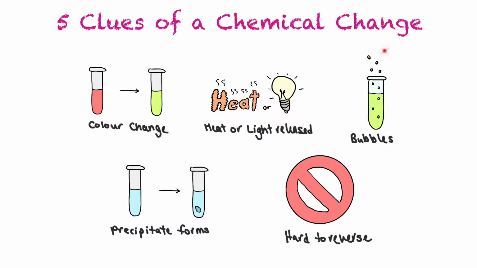If you mix something together and you get bubbles produced, like when you mix vinegar and baking soda, that's a clue of a chemical change. Another one has a little bit bigger word. If you had a test tube with some liquid and then a solid formed inside the liquid, that solid's called a precipitate. So if a precipitate forms, that's a clue of a chemical change. And the final clue of a chemical change is that the change is hard to reverse. So it's hard to go back.